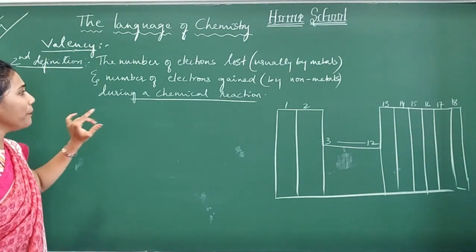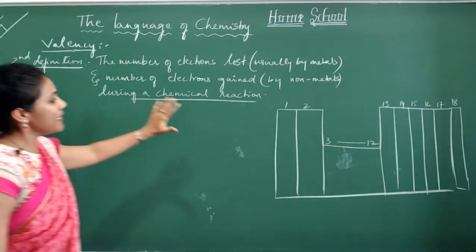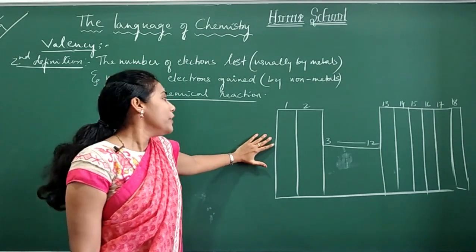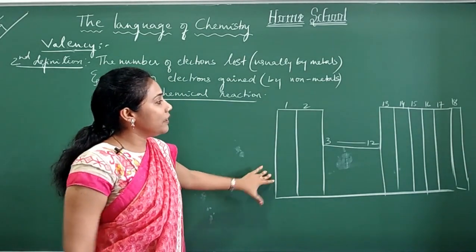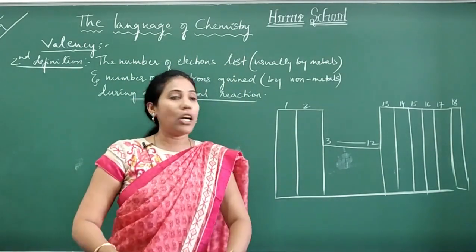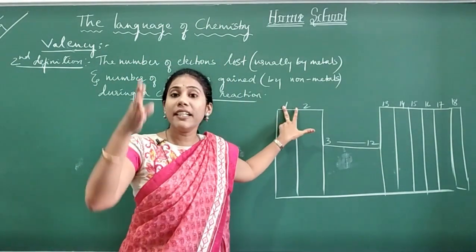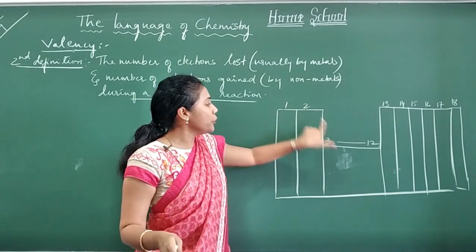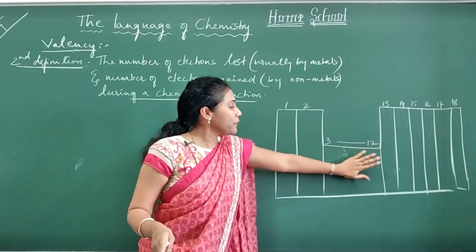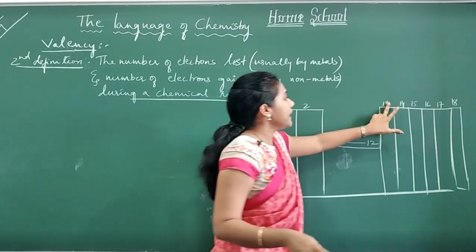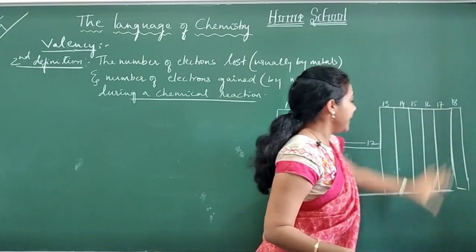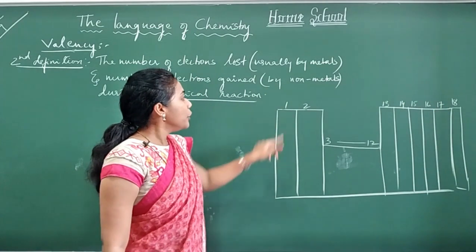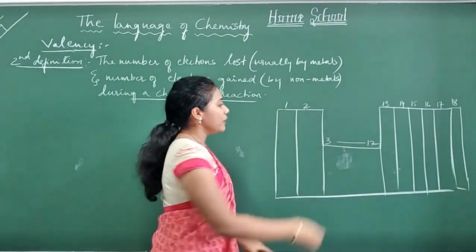Okay, so to understand this definition, you must first understand some basic things about the periodic table. The periodic table has 18 vertical columns, and these vertical columns we call a group. This is group number 1, this is group number 2, group numbers 3 to 12 will come in this region, then group 13, 14, 15, 16, 17 and 18. Try to understand group number 1 to group number 12.